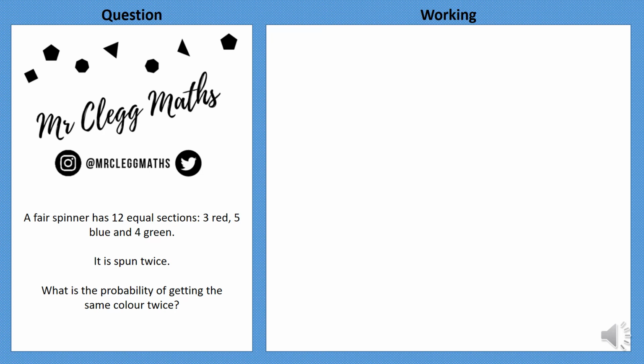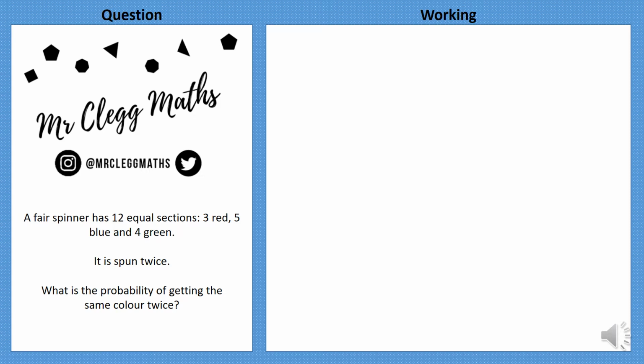Hello, today I want to go through a question involving probability. This is an example of independent events and using probability trees to solve problems using them. So if we have a look at the question down the left hand side, a fair spinner has 12 equal sections, 3 red, 5 blue and 4 green.